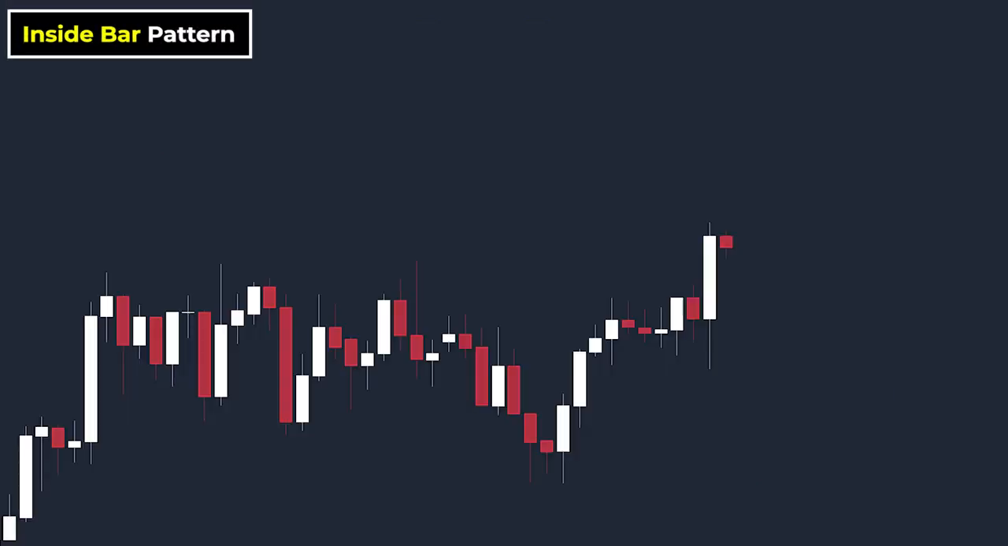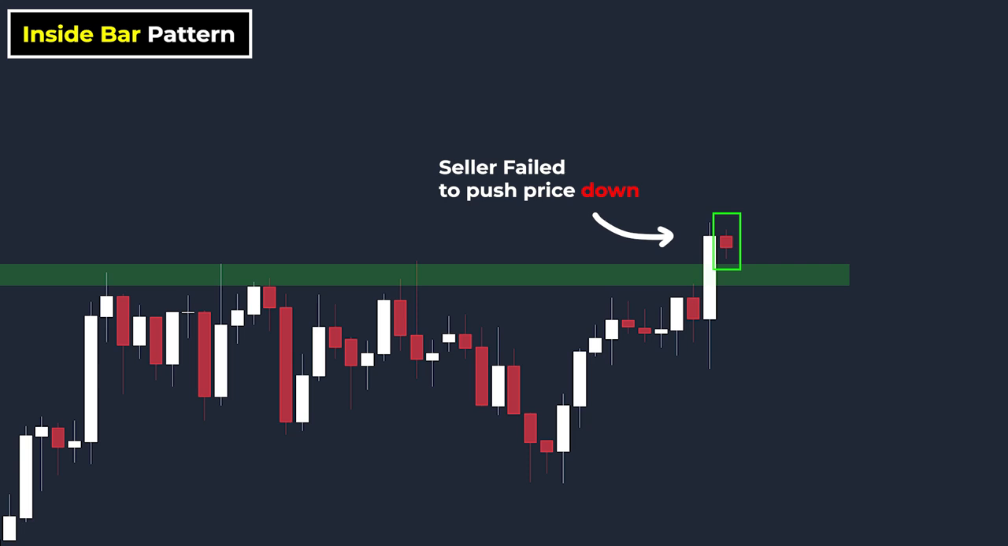Here is an example. When the price breaks a key resistance or support level, traders look for confirmation to ensure the breakout is real. One way to confirm this is through the inside bar pattern. After a breakout, an inside bar forms when a candlestick stays within the high and low of the previous candle, showing temporary indecision in the market. If the price then breaks above the high of the large candle, it means sellers tried to push the price back inside the range but failed. This confirms that buyers are in control, increasing the chance of the price continuing upward.